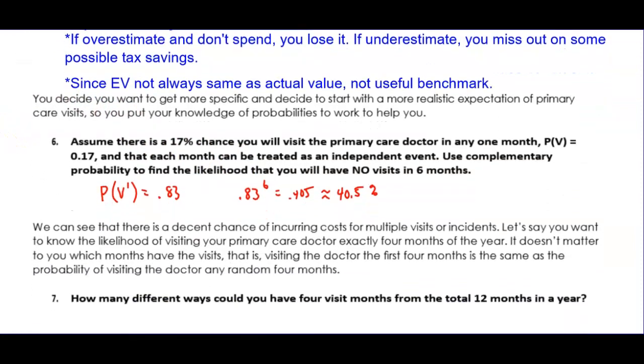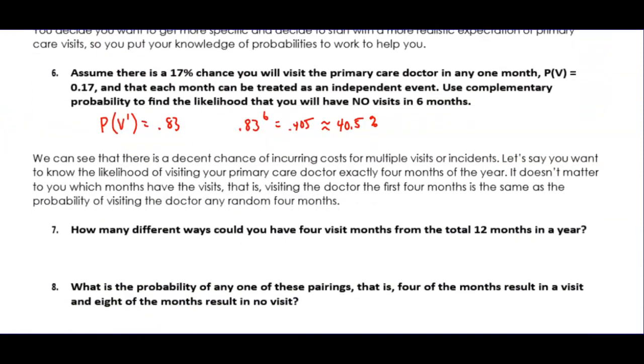So you can see there's a decent chance of incurring costs. So you may end up having to go to the doctor. So what we're going to try to do is figure out how many different ways that there could have been 4 visit months from the total of 12 months. So this is assuming that it doesn't matter what order you go in. This is a combination. This is taking the total factorial divided by the difference, n minus r factorial times r factorial, where n is the total months, so 12 months, and r would be the 4 months that we are proposing we might go to the doctor, so 4 visit months.